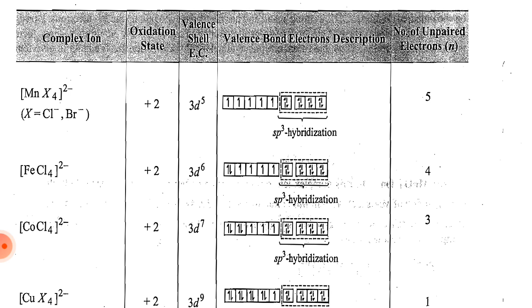FeCl4 2-, the oxidation state of Fe will be +2, the valence shell will be 3d6, then Cl4 will share 8 electrons, and sp3 hybridization will form. The number of unpaired electrons is 4. CoCl4 2-, the oxidation state of cobalt will be +2 and the valence shell of cobalt will be 3d7. Then Cl4 will share 8 electrons and form sp3 hybridization. The number of unpaired electrons will be 3.